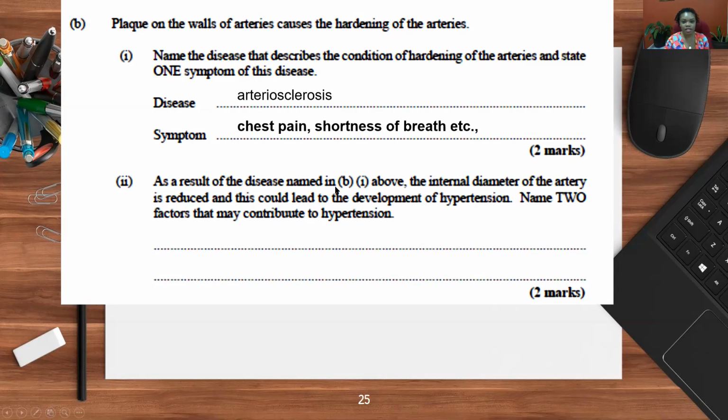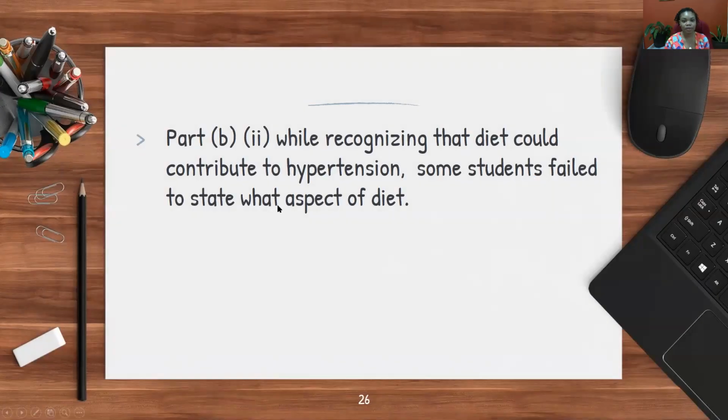As a result of the disease named in B1 above, the internal diameter of the artery is reduced, and this could lead to the development of hypertension. Name 2 factors that may contribute to hypertension. Too much salt or fat in the diet, and smoking, stress, obesity. Now, some students will say, diet. Please do not do that. Ensure that you're very specific in order to get full marks for the question. So what do examiners say about that? While recognizing that diet could contribute to hypertension, many students fail to state what aspect of the diet.